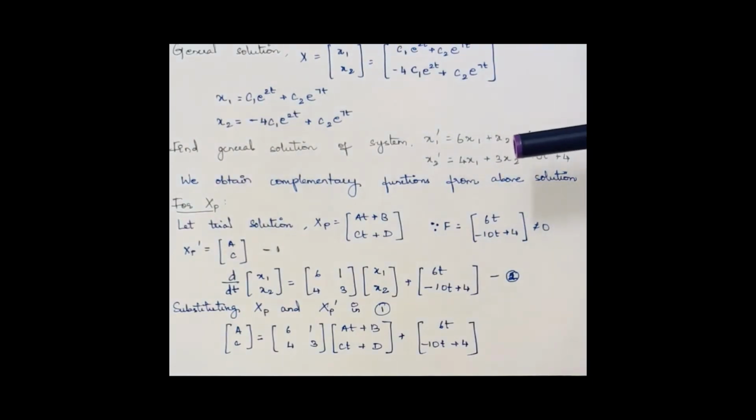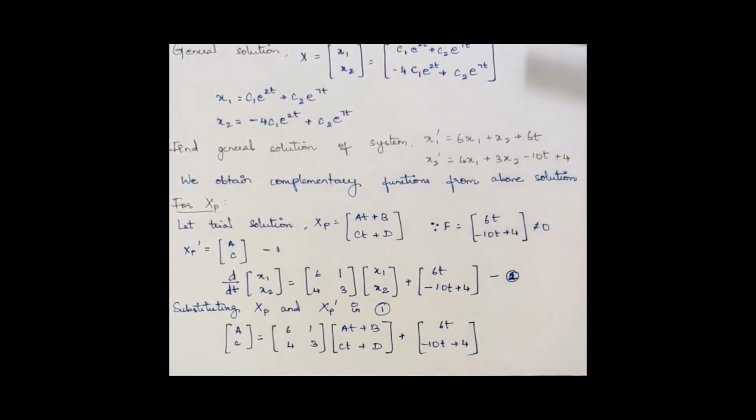Let's check out another question. Find the general solution of the system x1 dash is equal to 6x1 plus x2 plus 60, x2 dash is equal to 4x1 plus 3x2 minus 10t plus 4. Here you can observe that these are similar to the previous question, but you have a few functions here. So this is not in homogeneous format.